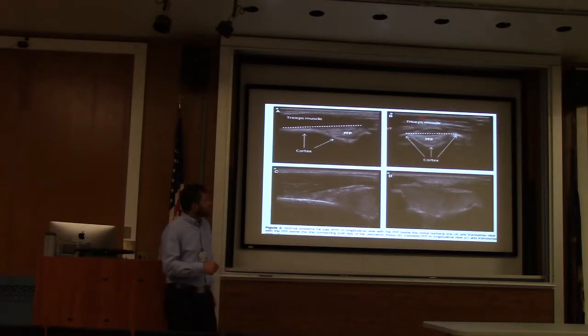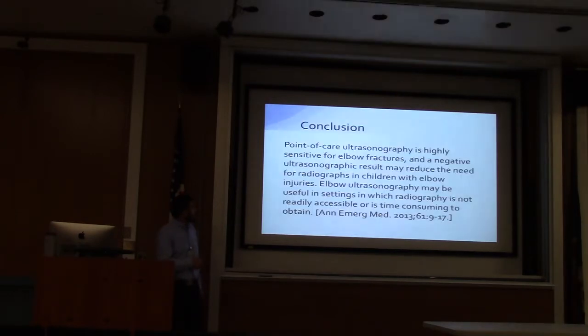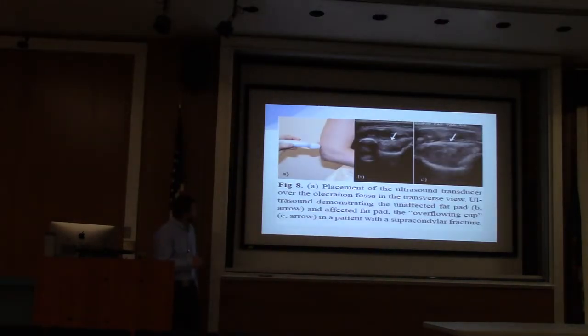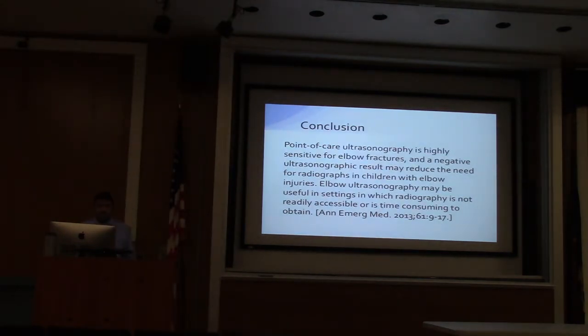And this is the transverse view. This is the medial and lateral epicondyle, and this is normal, and when it's bulging above the line, it will be abnormal. And this is the same, just another transverse view, the medial and lateral condyle. This is bulging, this is normal, and this is abnormal. And this is the conclusion of the study, that ultrasound is highly sensitive for elbow fractures.